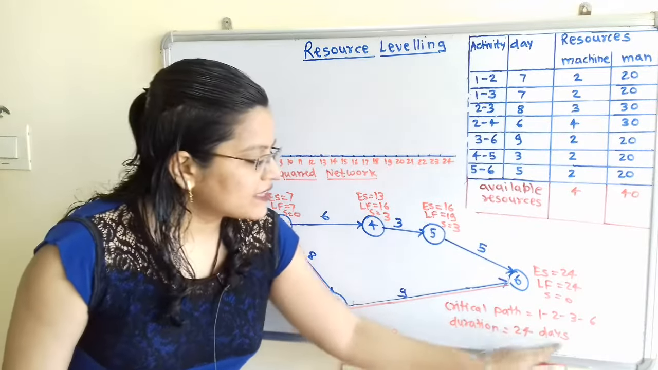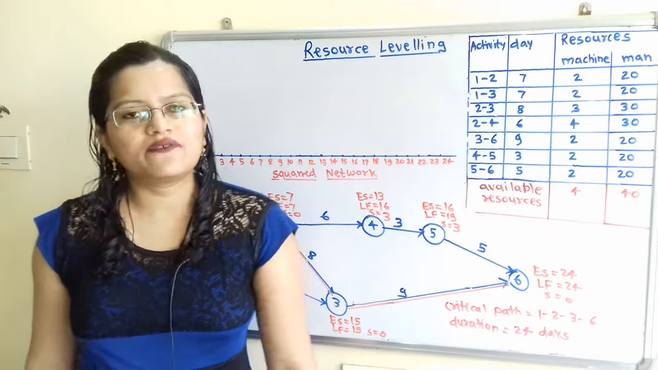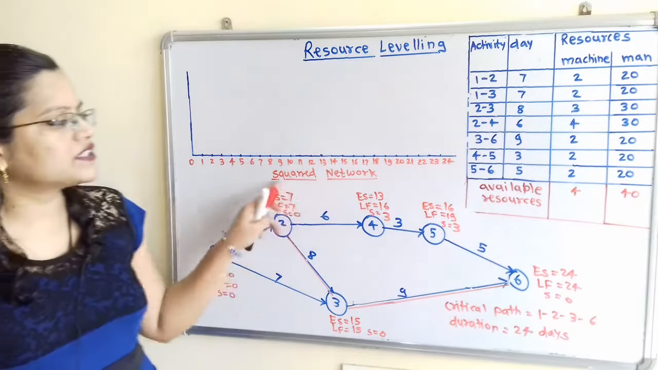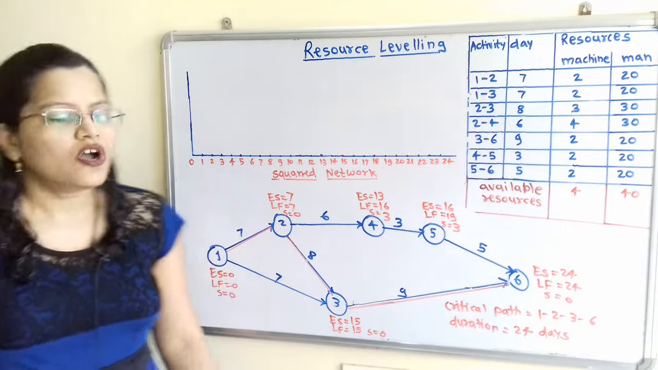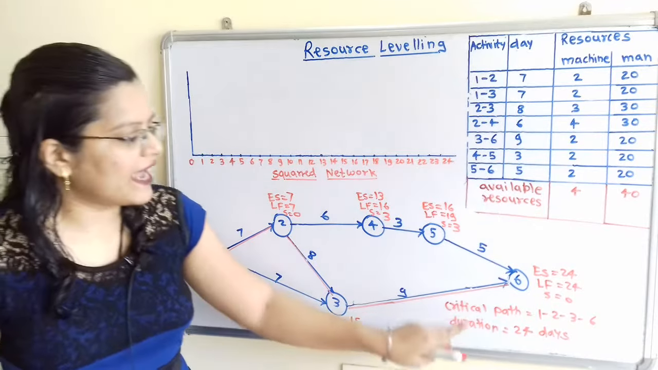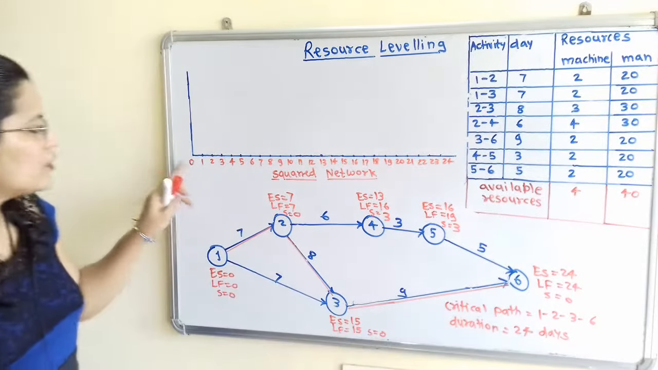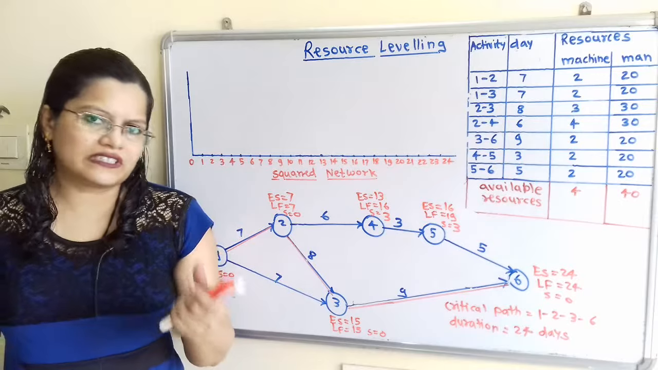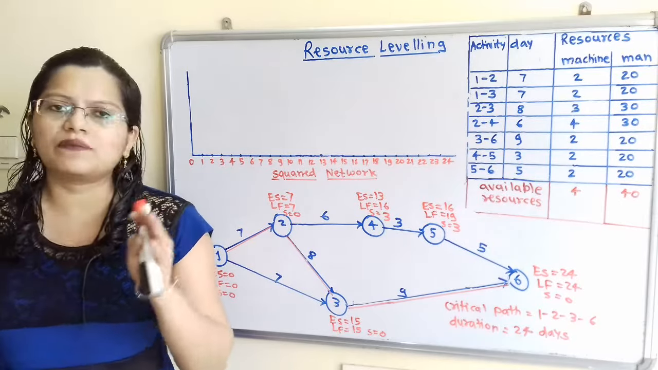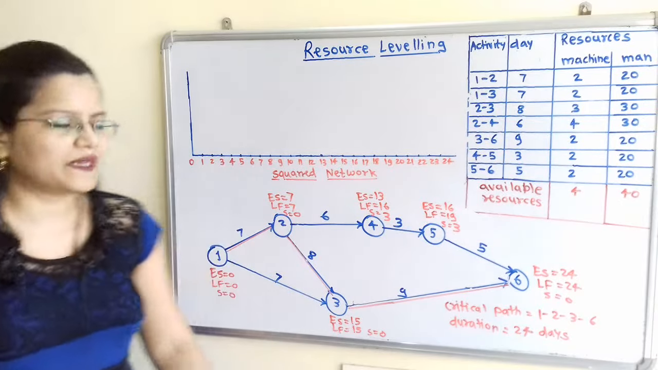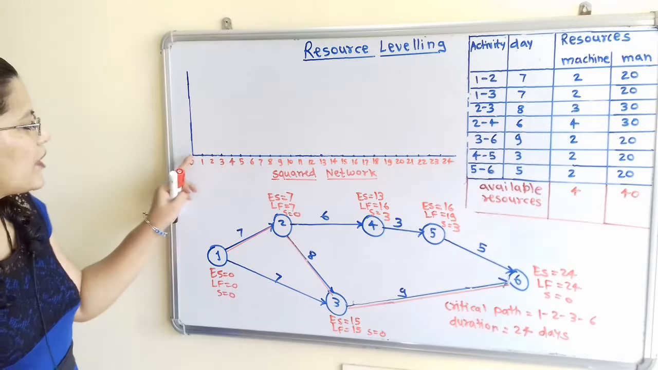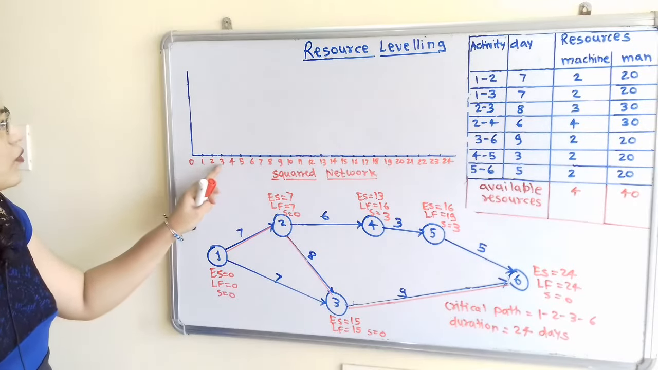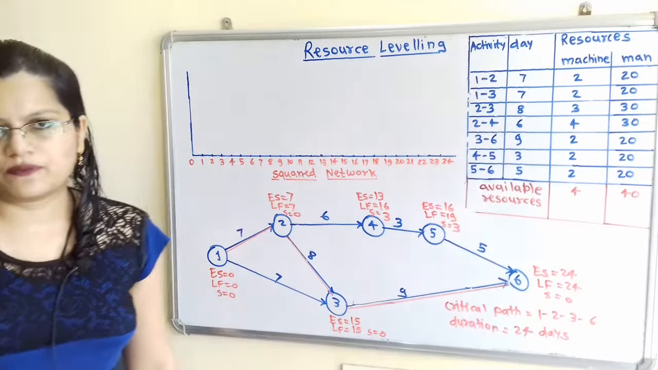So we will take this duration equal to 24 days and we will draw here the squared network diagram. On the horizontal line we have to plot this duration. We will take any particular scale, that is we can take 1 centimeter, 2 centimeter as per the space available, and we will plot here 0, 1, 2, 3 up to 24.